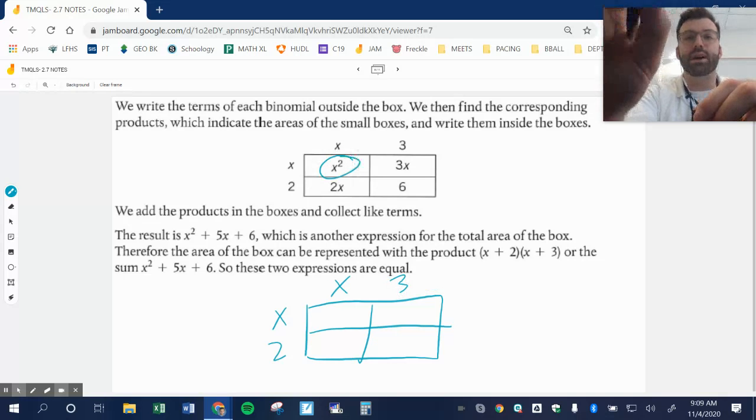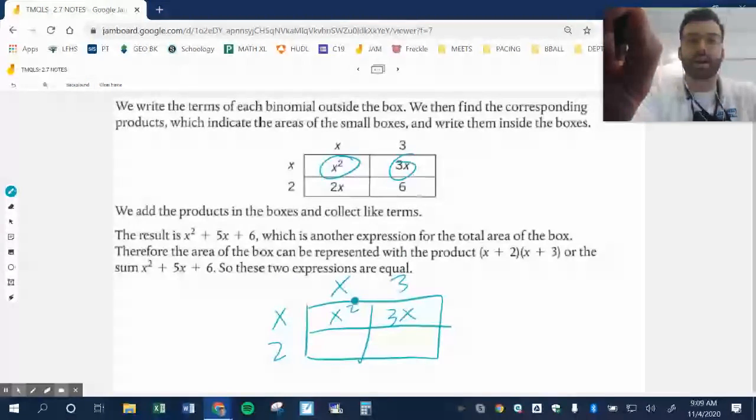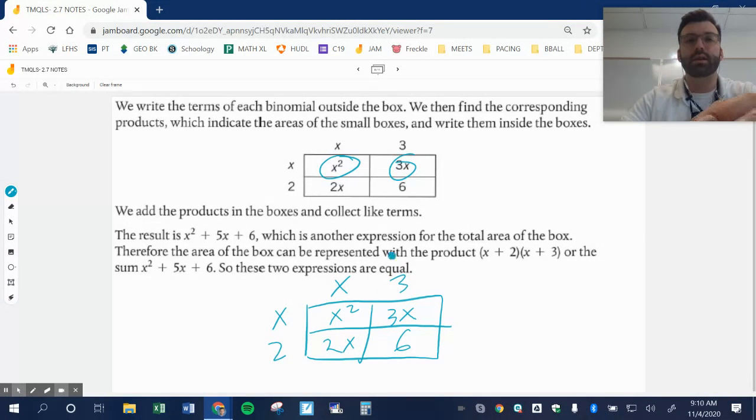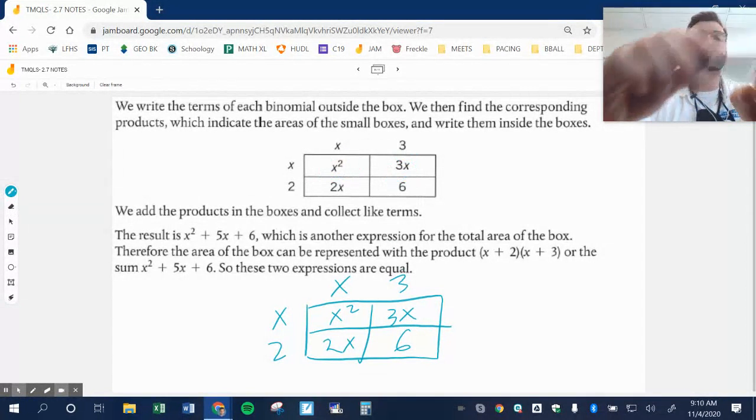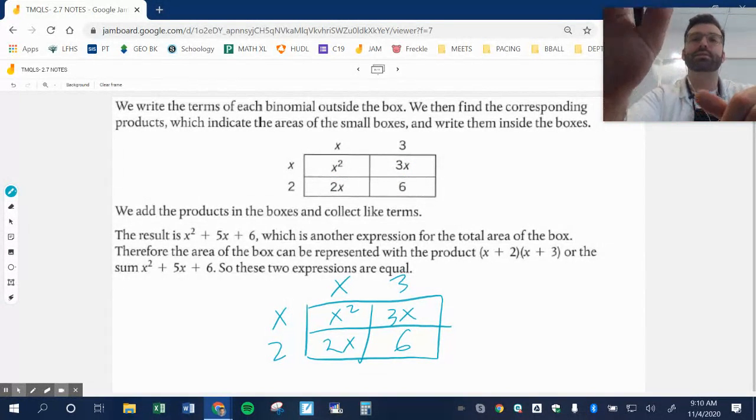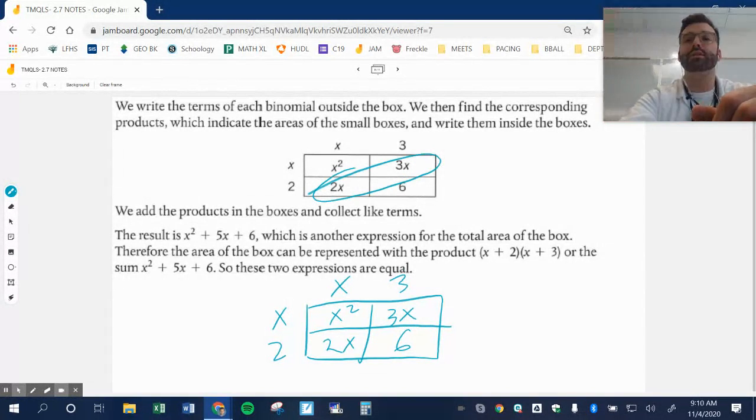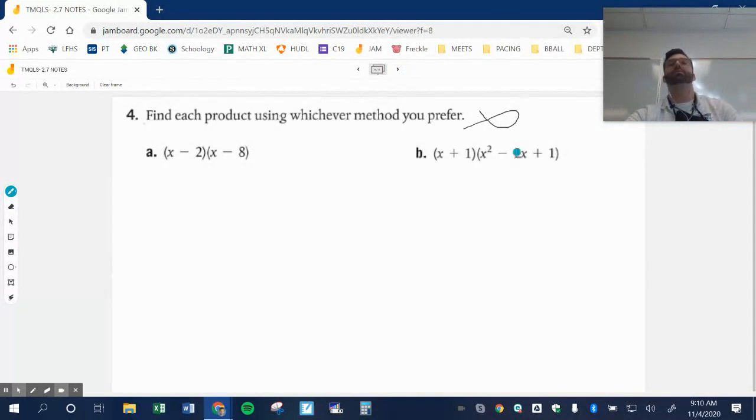This box is followed by multiplying x times x. This box is obviously followed by multiplying 3 and x. This one is x and 2. And this one is 3 and 2. All we do on this, guys, is the same general idea, except we're using the box to kind of organize our thoughts, because now I know I have 2 like terms, and I need to combine those 2 like terms as well. Just a different way of thinking about it. It can be helpful when we're multiplying something like this.